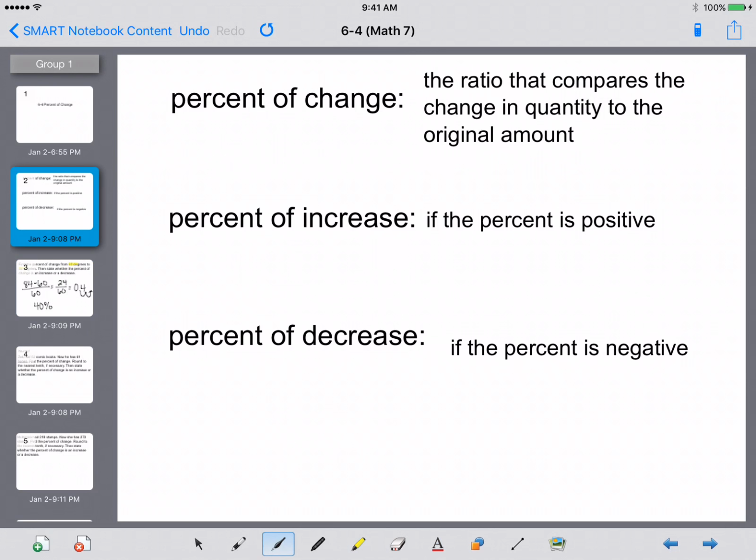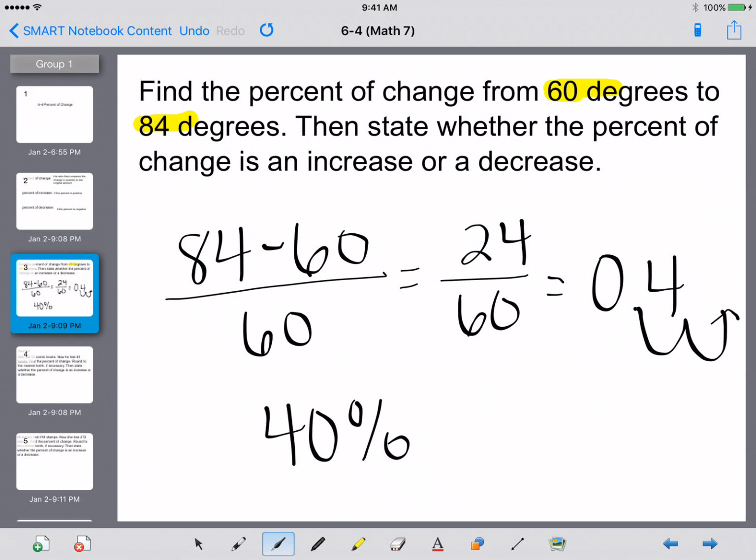Back here it said a percent of increase is if the percent is positive and decrease is if it's negative. Here our 40% is positive, so it's a 40% increase.